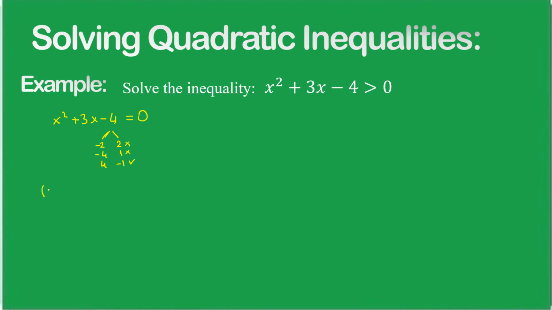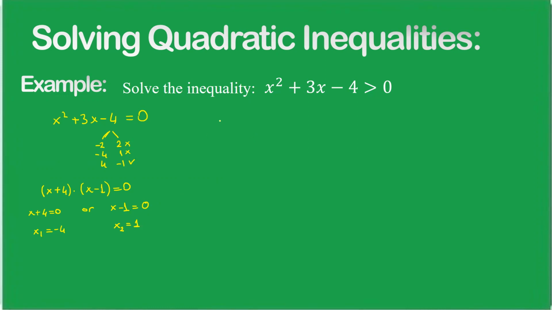So the product will be x plus 4 times x minus 1 equals 0. Then x plus 4 is 0, or x minus 1 is 0. From the first one, x1 is minus 4, the first critical point. And from the second one, x2 is 1. Okay, these are our critical points.